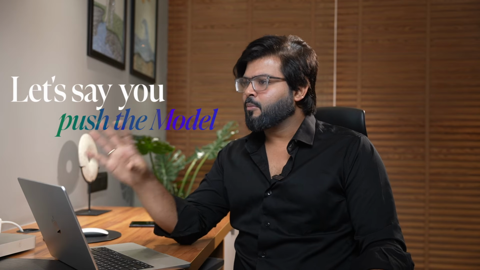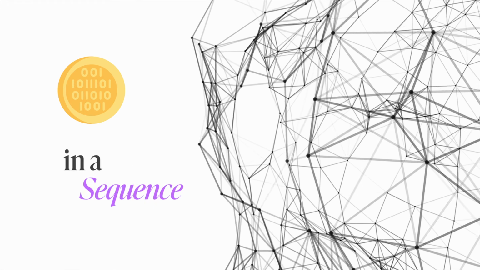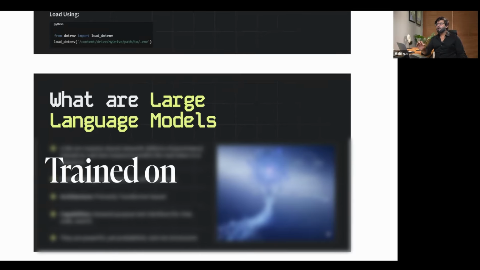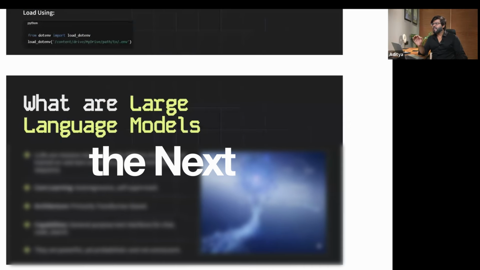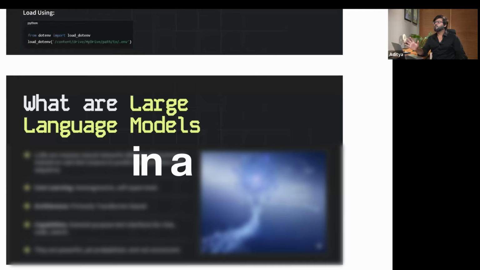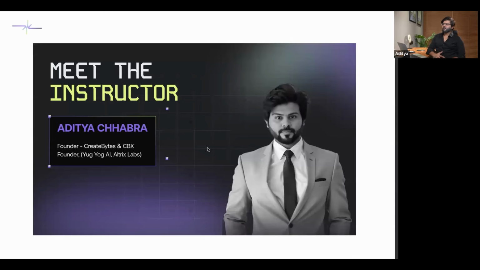Number one is chain of thought. Let's say you push the model to think step by step. It's important to know that models are trained on a huge amount of text, and the goal and the objective is to predict the next word or token in a sequence. That is it.